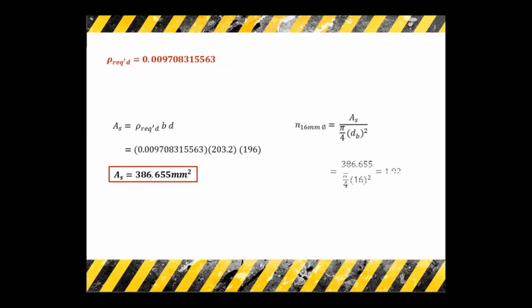Using the rho required, we will now calculate the total area of reinforcement A sub S. The A sub S will then give us the number of 16mm rebars that is to be used for the beam.